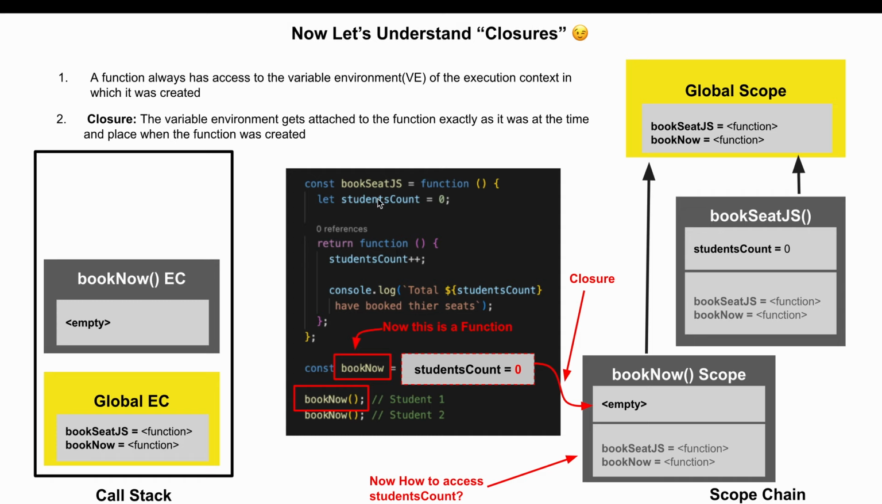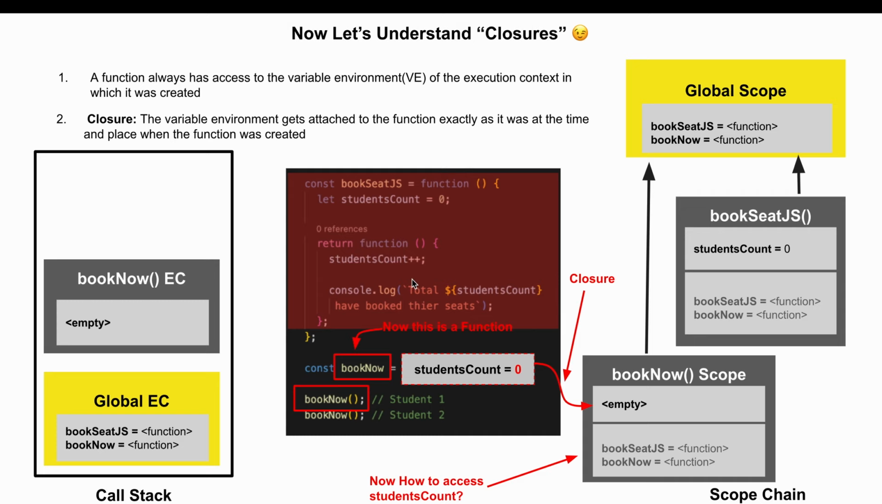It will look upwards. Like if it is not in the current scope, then JavaScript will try to find it in the parent scope, right? But in this case, it will check in the closures first. It will check in the closed over variable environment first, which got attached to this particular function.